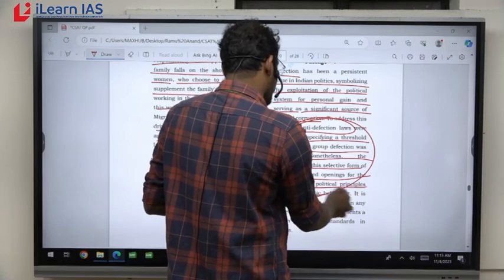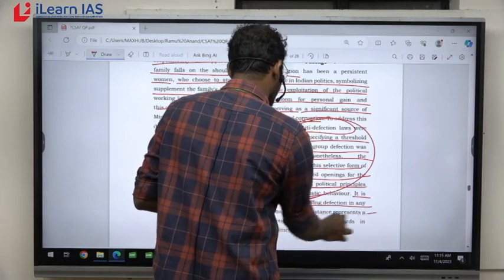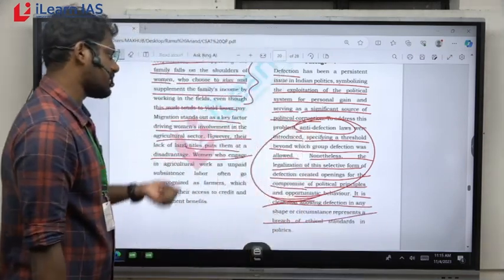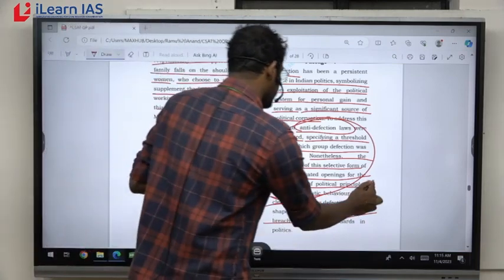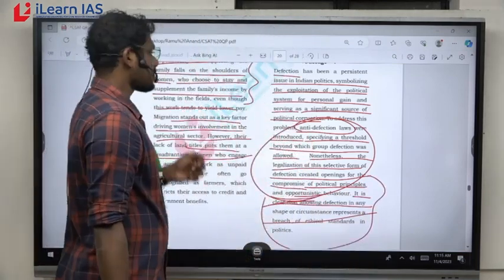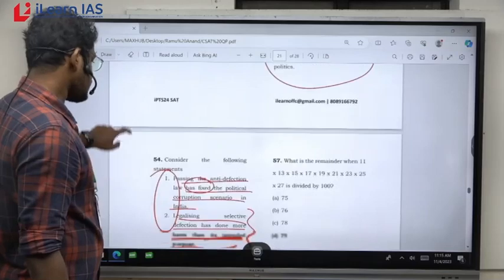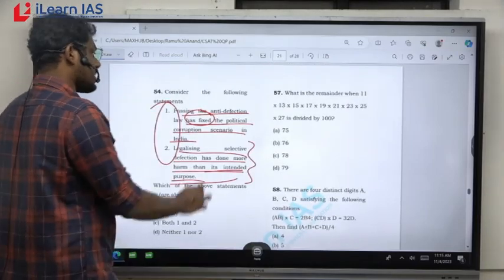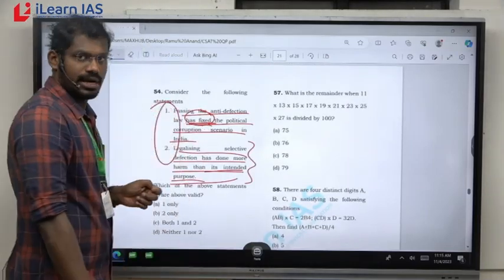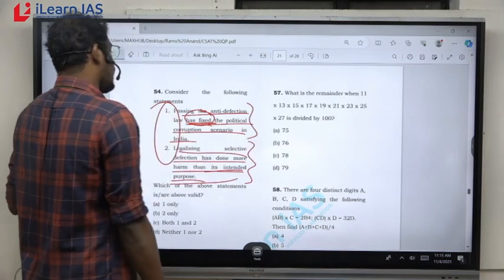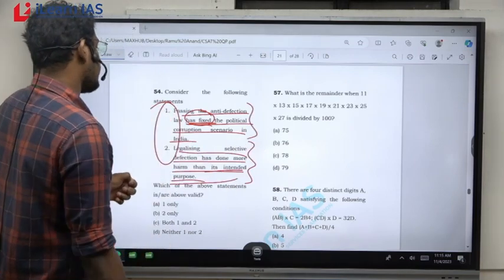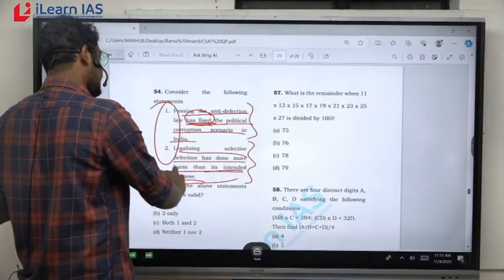Political principles and opportunity behavior. It is clear that allowing defection in any shape or circumstances represents a breach of ethical standards in politics. So the idea is clear here. Passing the anti-defection law has fixed the political corruption. No, it hasn't fixed the political corruption. Legalizing selective defection has done more harm than its intended purposes.